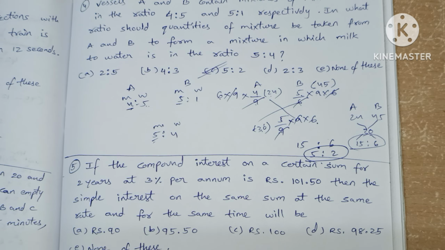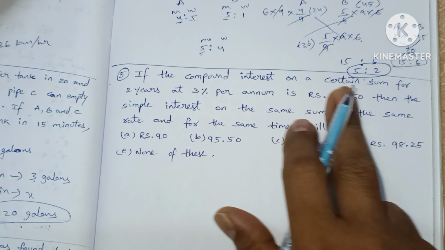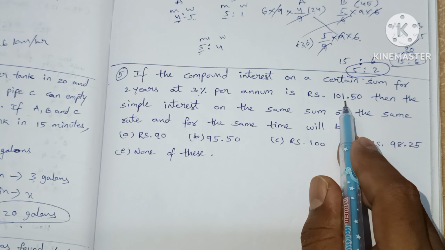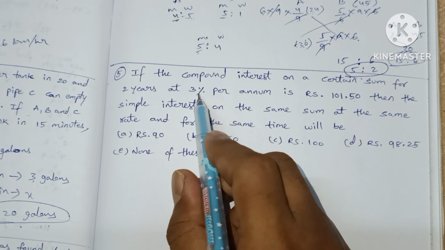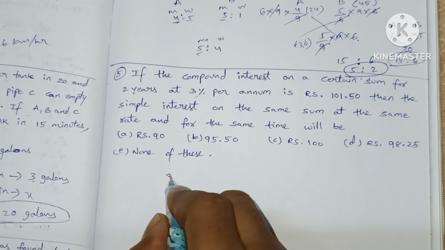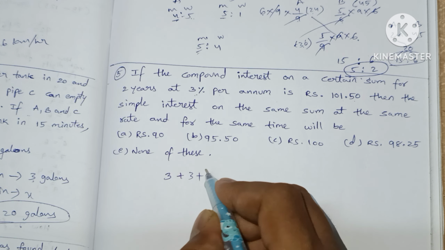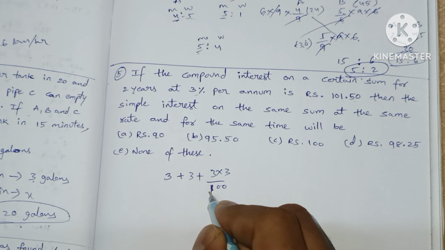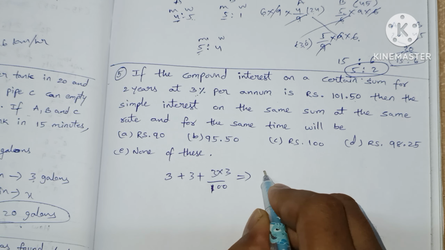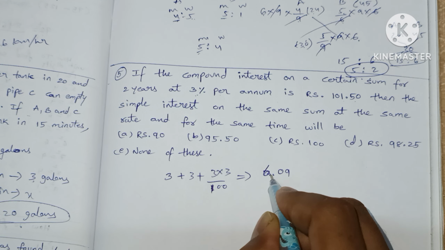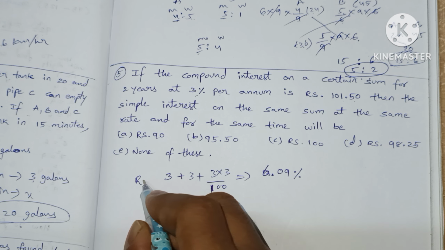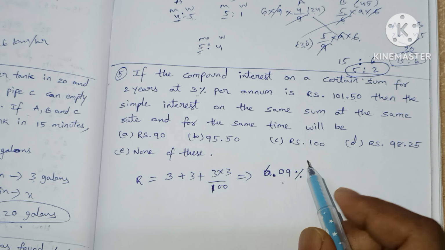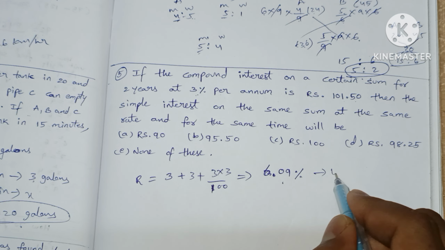Okay. Next, question number 5. If the compound interest on a certain sum for 2 years at 3% per annum is 101.50. Compound interest at 3% means the total rate is 3 plus 3 plus 3 into 3 by 100. In compound interest, the total interest rate is, we get this, which will be 6.09%. Total rate 6.09%, and the interest will be 101.50.